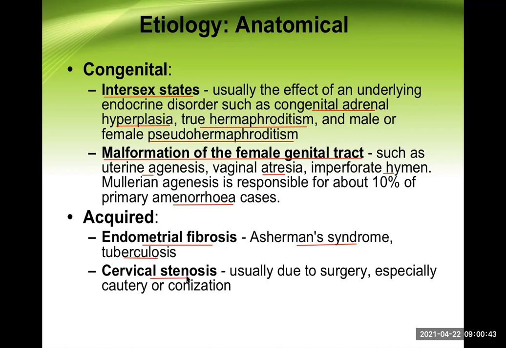Rather than a complete type of amenorrhea, I will label this as cryptomenorrhea, because the endometrium is fine, probably it is shedding downwards, but the visible blood is not coming down because of stenosis of the cervix. This usually occurs due to surgery on the cervix, especially cauterization or conization. This is also a type of scar formation there.